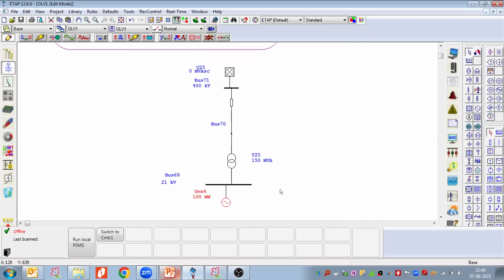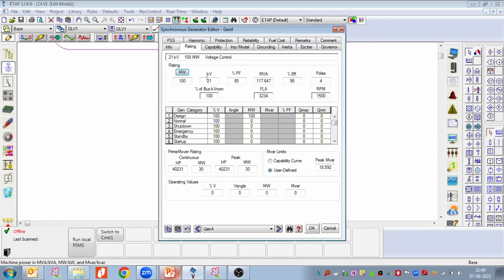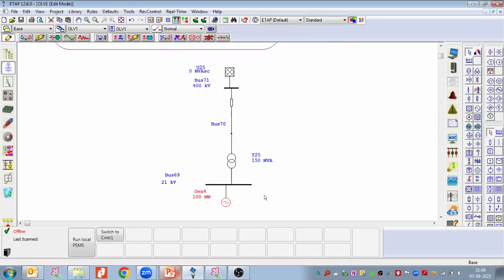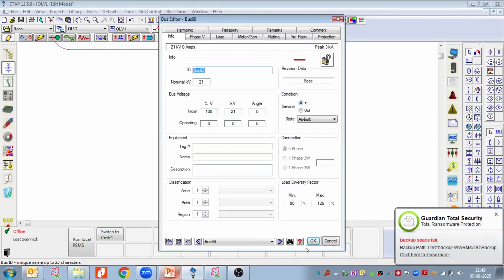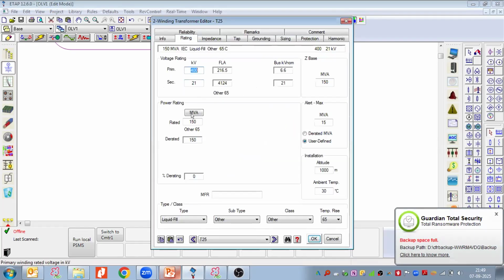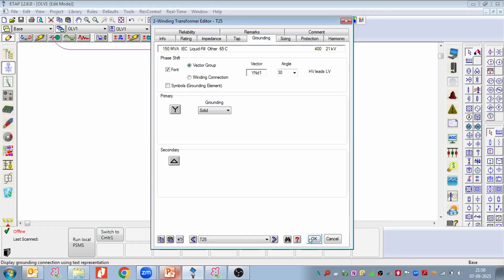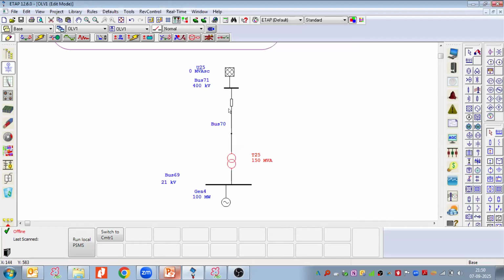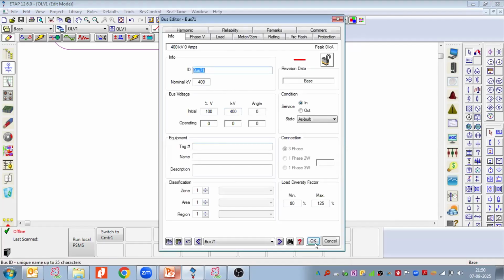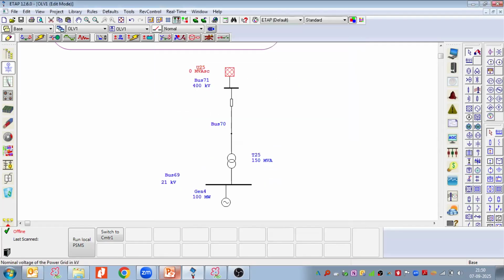Okay, so we have defined the parameters for the generator. For the generator voltage control mode, the rating is 100 megawatt, 21 kV. My bus voltage is again 21 kV. My transformer is 21 by 400, a 150 MVA transformer. Impedance and other things we are going with typical values. Thereafter the transmission line, then this 400 kV bus bar, and then we have a power grid which is again 400 kV.